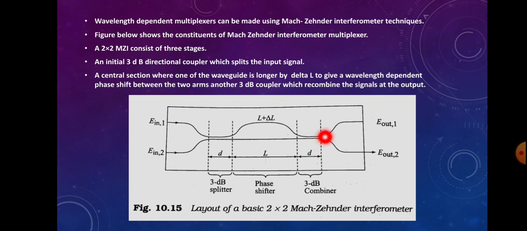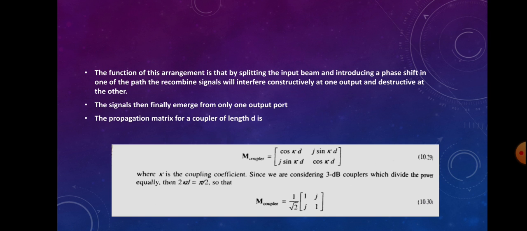The result of the constructive interference is obtained from this channel, or this path, and the result of the destructive interference is obtained from this channel. That is why two paths are marked here. So due to this interference, we will get only one signal. The signals then finally emerge from only one output port. That means the result of the destructive interference is 0. That is why we say the signals finally emerge from only one output port.